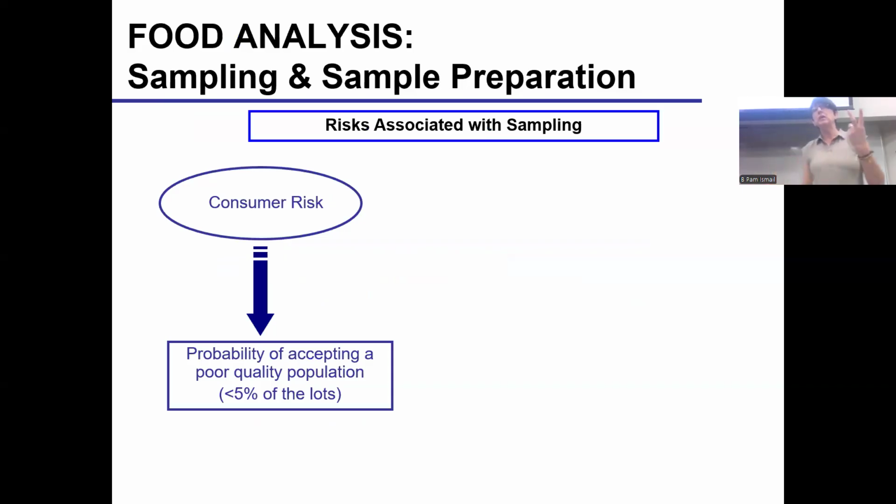So we have 2 risks usually for your decision making. One is a consumer risk. Second is a producer or vendor risk. The consumer risk is to accept a lot that is potentially of poor quality for the population, especially when it's safety related. This should be less than 5%. Your risk of accepting a bad quality lot should be less than 5%.